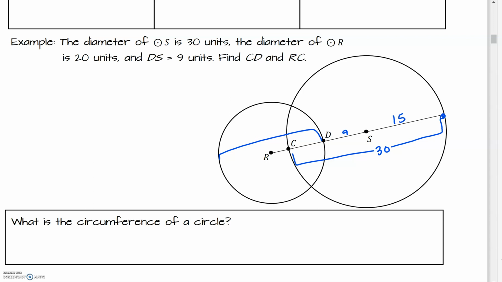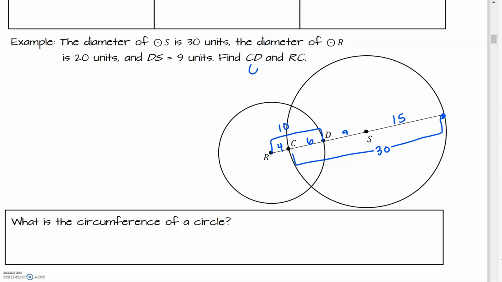And then, looks like if we have 15, 9, then that leaves us 6 right here. And then if this is 10 and this is 6, that would leave us 4. 6 and 4 would make the 10 there. So find CD. Well, we did right there. It's 6. Find RC. Then we did right there. It's 4.